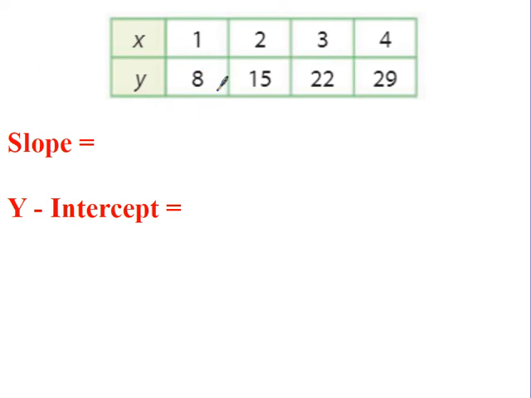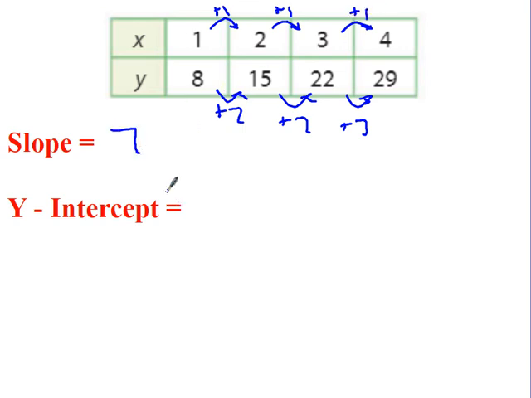So again, I need to figure out what my rate of change is and make sure that it is constant. So I do go up 7 every time, and I am going up 1 every time. So my rate of change is constant. It's change in y over change in x, 7 over 1. So my slope is 7.